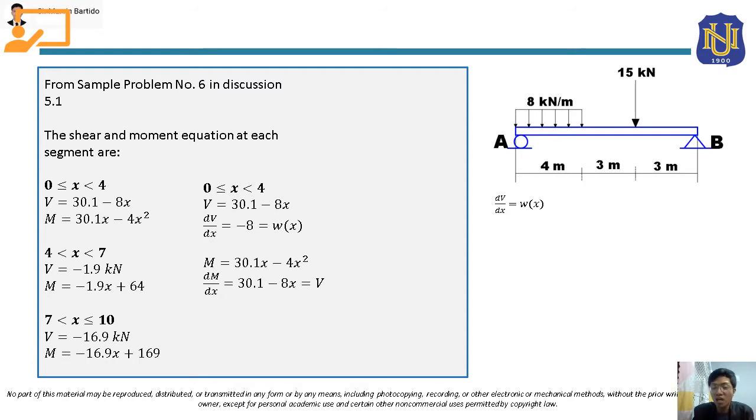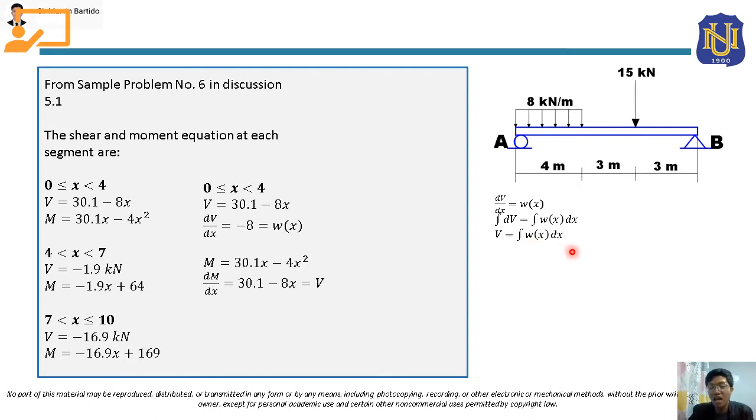So from this relationship, class, dV over dx equal to w of x, we can also integrate this. We can cross multiply this so that it will become dV is equal to w of x times dx. And from here, we can integrate both sides. Integrating both sides, we can cancel this integral sign and this derivative d. So what will remain here is just V, and then integral of w of x dx.